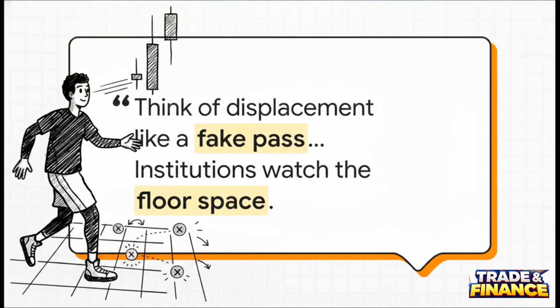You can think of institutional misdirection a lot like a fake pass in basketball. Retail traders are constantly watching the ball. They're just totally mesmerized by the fast-moving candle. But the institutions are watching the floor space. They're mapping out the liquidity zones. They know exactly where those stop losses are resting, and they are intentionally engineering price to hit those exact zones.